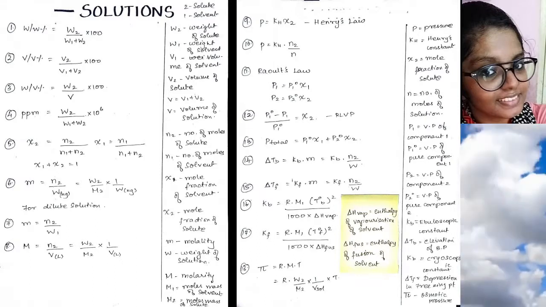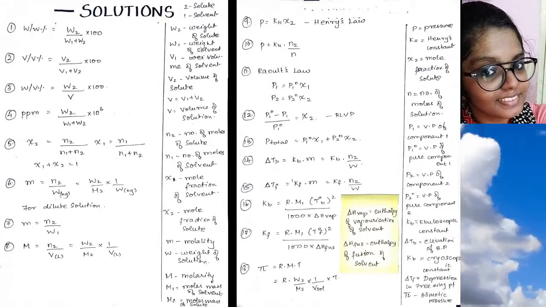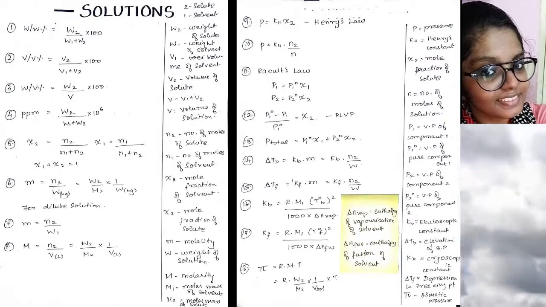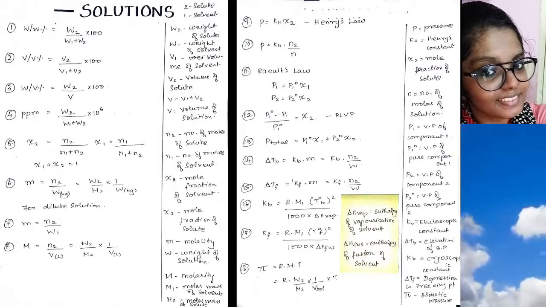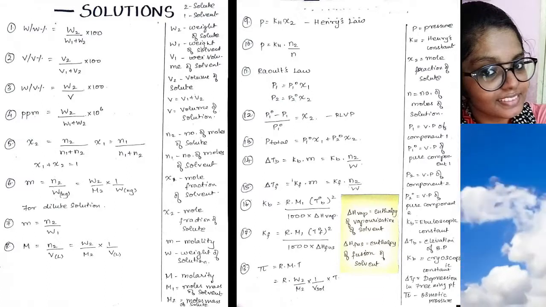H fusion. Pi is equal to R into M into T, increase in osmotic pressure, that is equal to R into W2 divided by M2 into 1 by V into T.